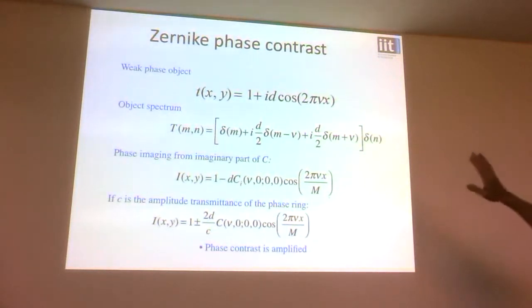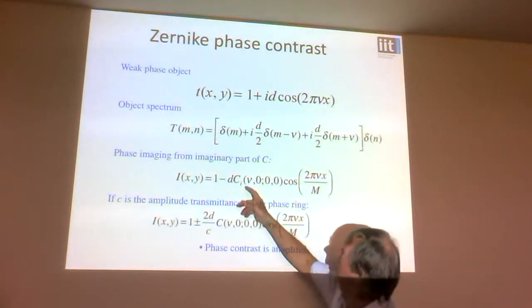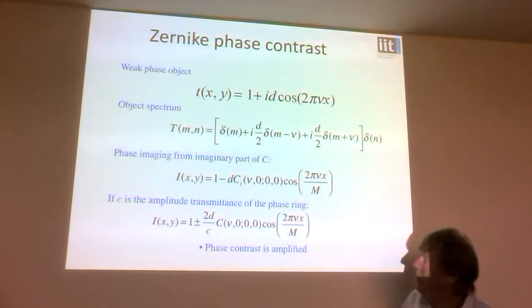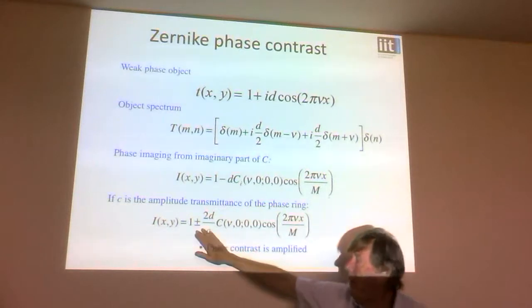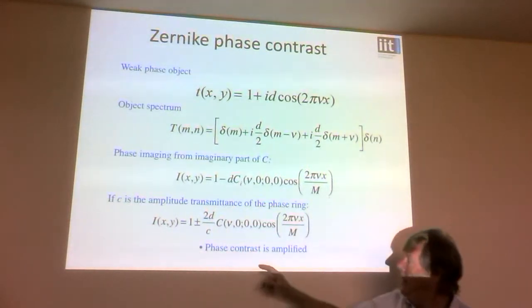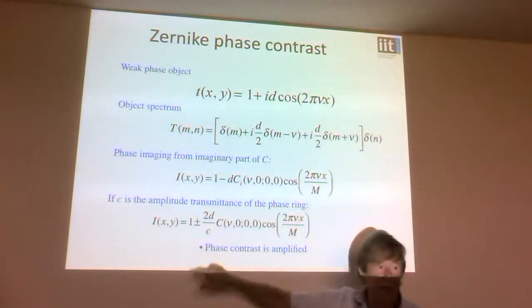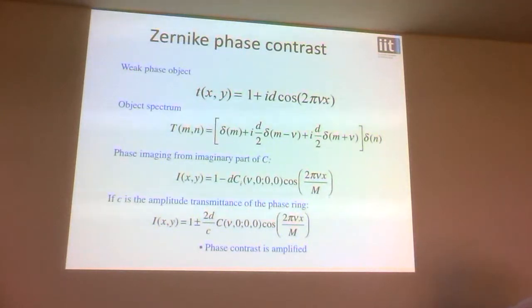And this is the same calculation again for our phase objects. So now we've got this extra term coming in, and this is no longer going to disappear. And we get a modulated term on a background. You see that there's a plus or minus here. The plus or minus, you get either positive or negative contrast according to what the phase is that we introduced by the phase ring.